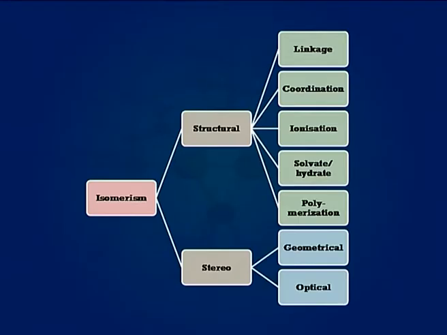Two principal types of isomerisms are known among coordination compounds: structural isomerism and stereoisomerism, which is also known as spatial isomerism. These two isomerisms can be further subdivided. As you know, structural isomerism can be subdivided into linkage isomerism, coordination isomerism, ionization isomerism, solvate or hydrate isomerism and polymerization isomerism. And stereoisomerism can be subdivided into geometrical isomerism and optical isomerism.